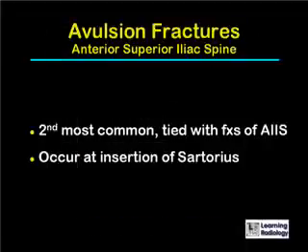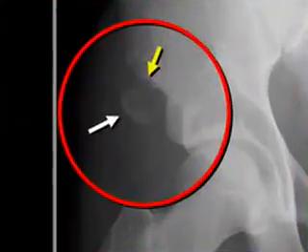Avulsion fractures of the anterior superior iliac spine, the ASIS, are tied with fractures of the anterior inferior iliac spine as the second most common fracture. They occur at the insertion of the sartorius muscle. This is an example of an avulsion of the anterior superior iliac spine. The white arrow is pointing to the avulsed fragment, the yellow arrow to the position which the anterior superior iliac spine would be in were it not fractured.